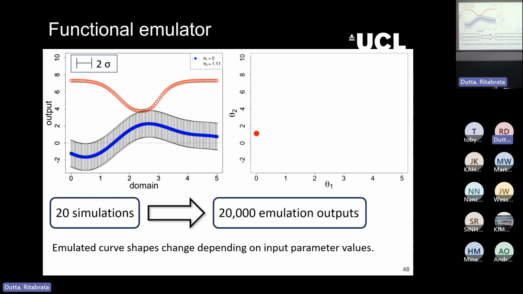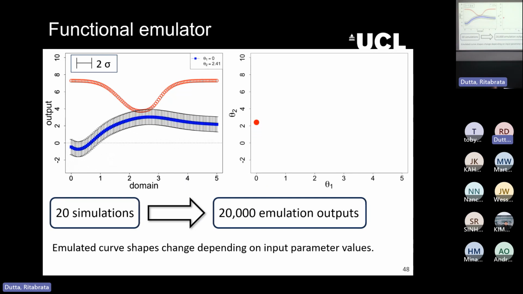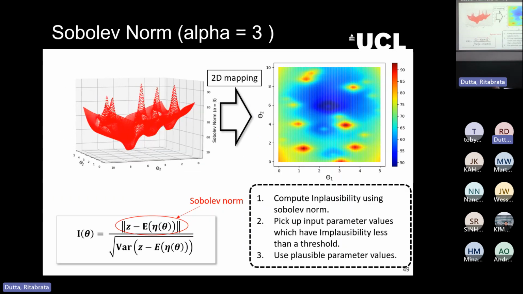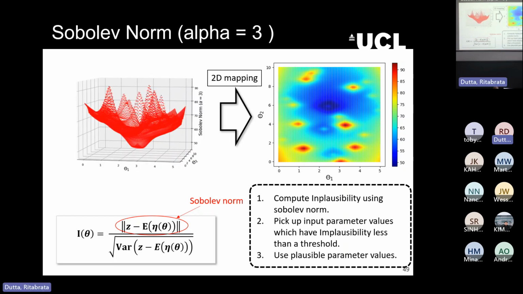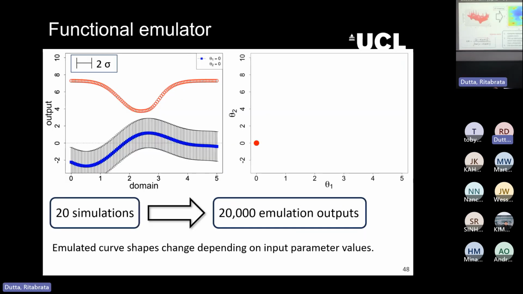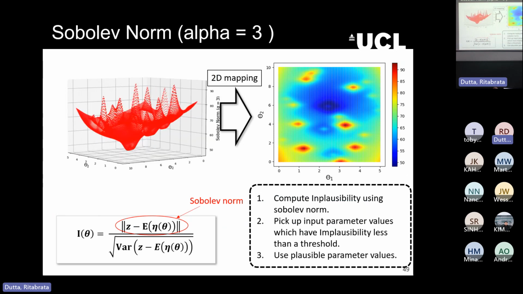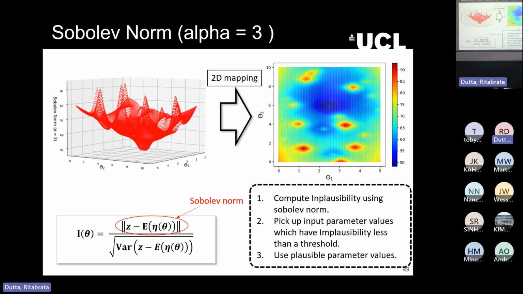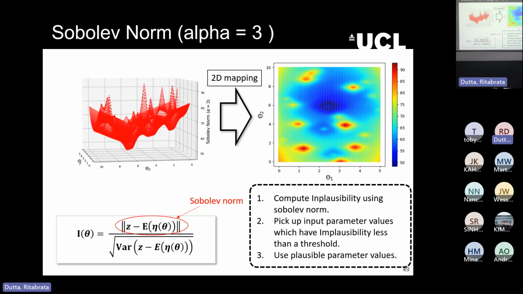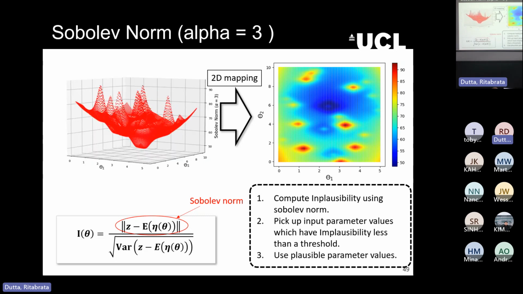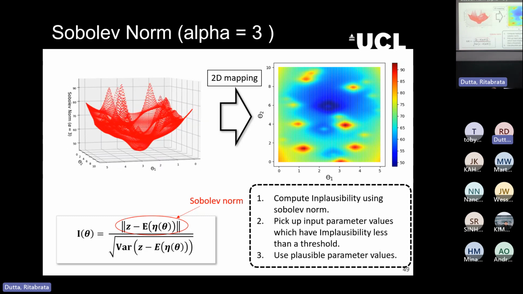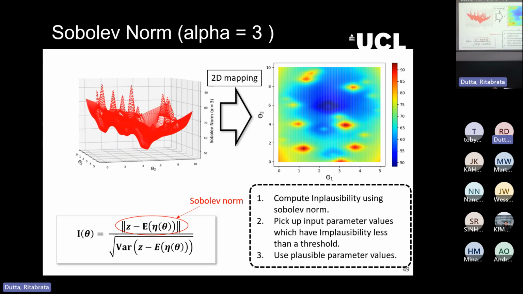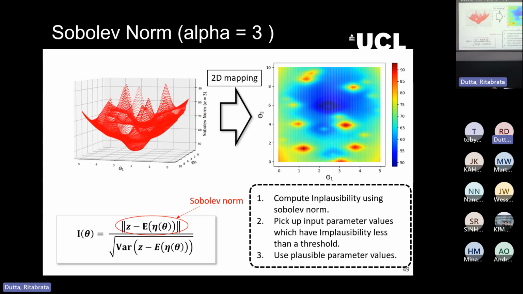This is an emulator, a functional emulator. Using this emulator, it's possible to compute the Sobolev norm. And this is the Sobolev norm of the emulator output. You can see that this area is smaller than our area. It means this input parameter combination, θ1 and θ2, provides a smaller Sobolev norm. Using this Sobolev norm, we can compute implausibility, set a threshold, and choose input parameters below the threshold.